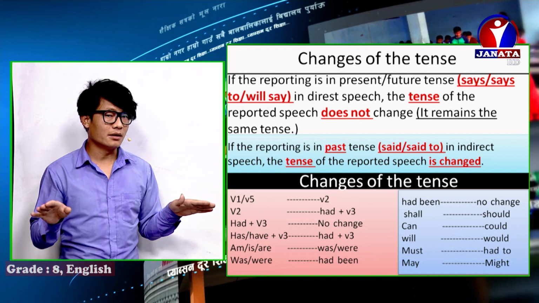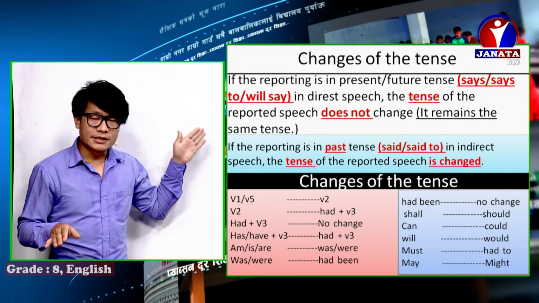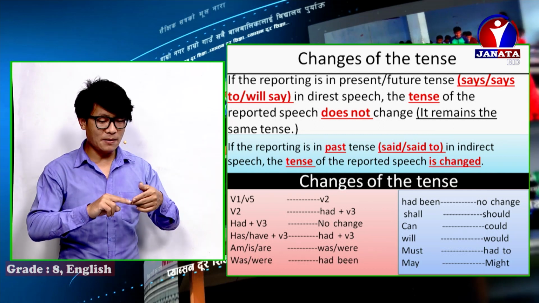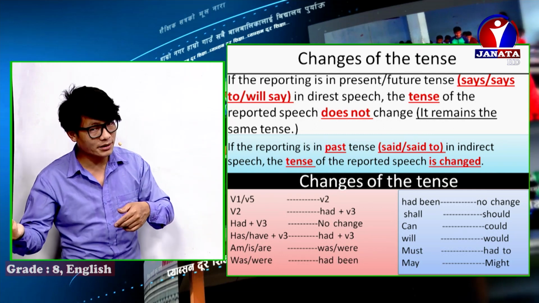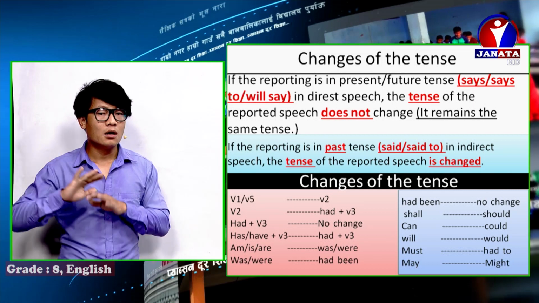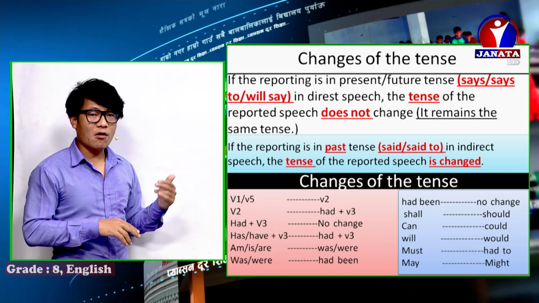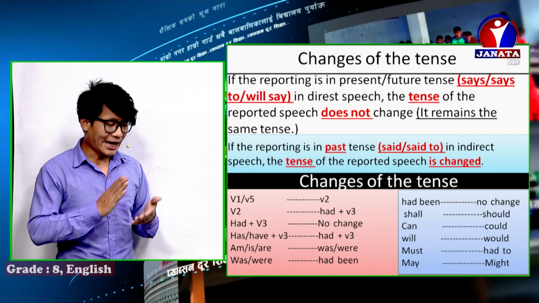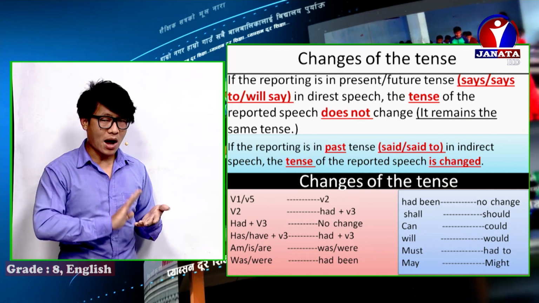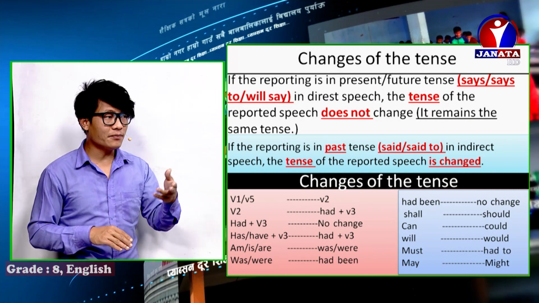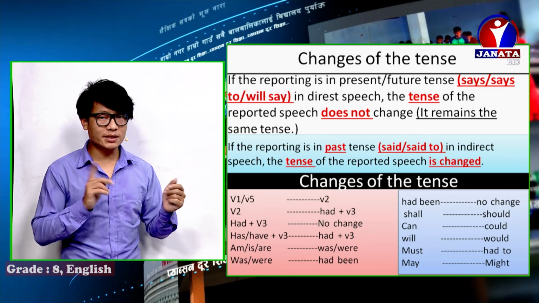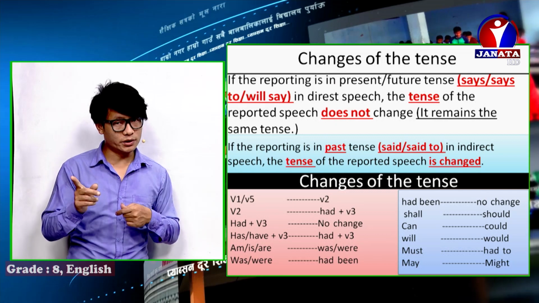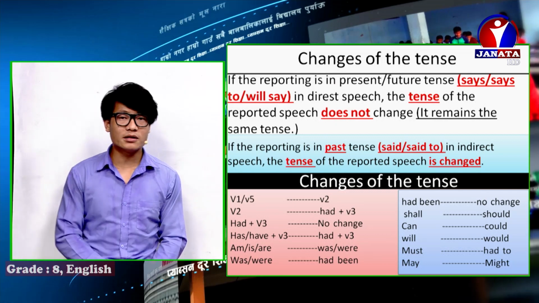Let me brief it one last time. Simple present is changed into simple past. Simple past is changed into past perfect. Past perfect is no change. Present perfect is changed into past perfect, and past perfect no change. Am, is, are, was, were, had been, no change. Shall, should, can, could, may, might, must, had to, will, would. Remember this. Okay, this is called change of tense.